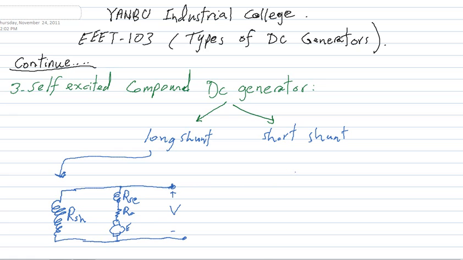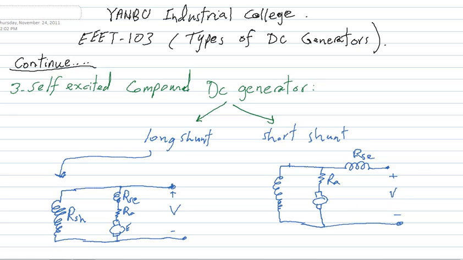بالنسبة للشورت شانت فنفس الشيء، حيكون عندنا الشانت فيلد وايندينج موصل دايركت مع الأرمتشر وايندينج، والسيريز فيلد وايندينج حتكون برا الدائرة. Terminal of the DC generator is between the series field والshunt, one terminal of the shunt armature winding.